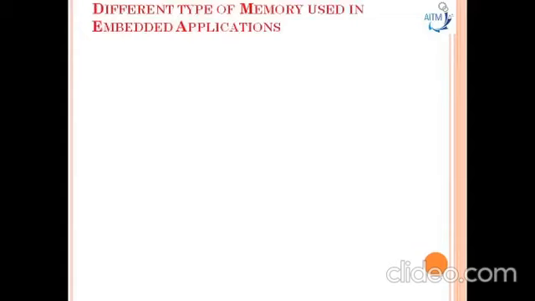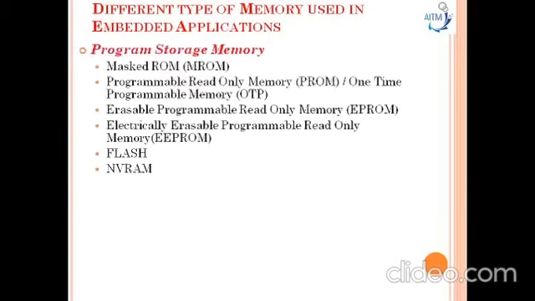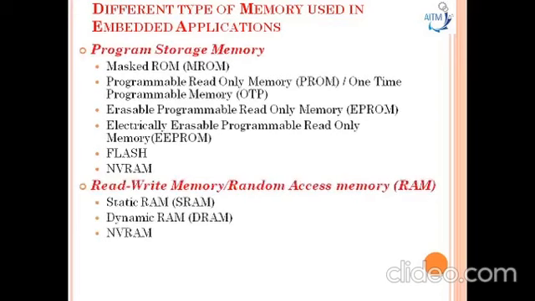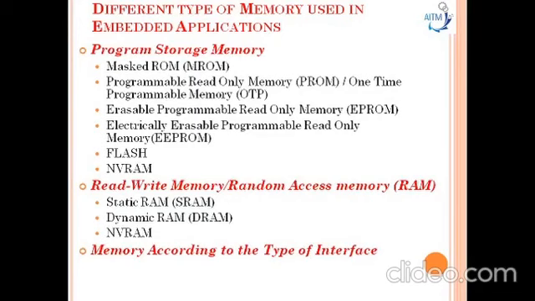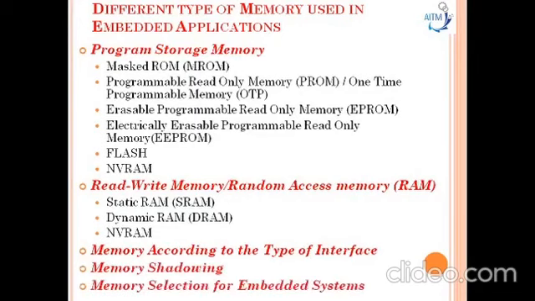Then going on to the different types of memory used in embedded systems. The types of memories used in embedded systems are the program storage memory, then read write memory, random access memory, and the memory according to the type of interface, memory shadowing, then memory selection for embedded systems here. Now the first type is the program storage memory. As the name indicates, this memory stores the program or code here. There are different types of program storage memory. These memories can be volatile or non-volatile.